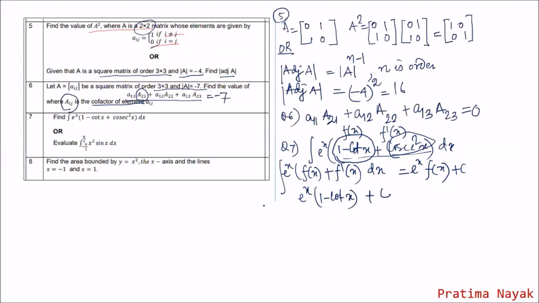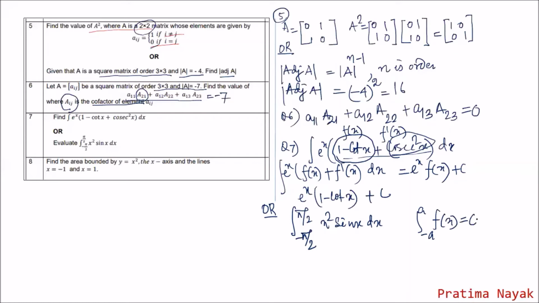Question number 7: the integral from minus pi by 2 to pi by 2 of x square into sin x. Again, you have to think that the property should be applied. What is it? For the integral from minus a to a, if the function is an odd function, then it becomes 0.